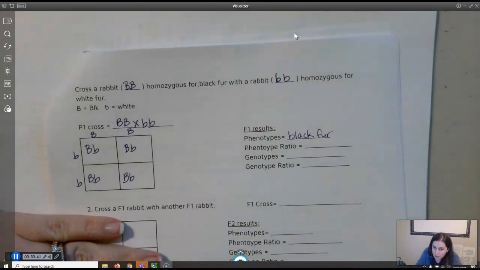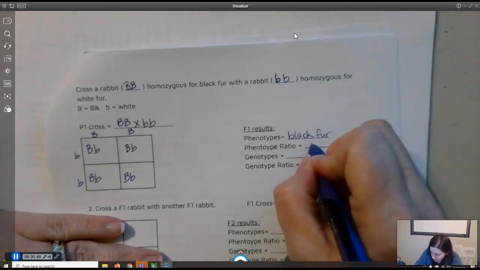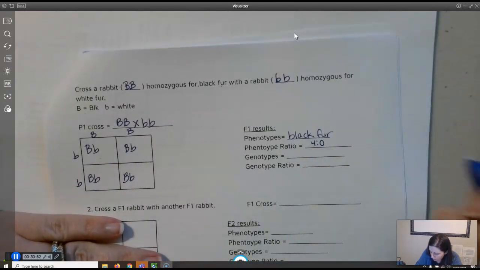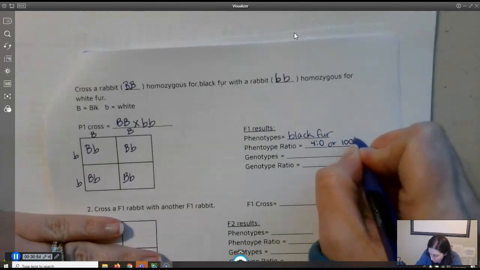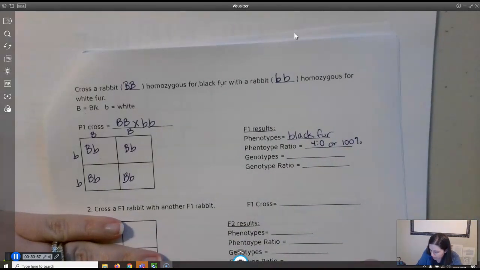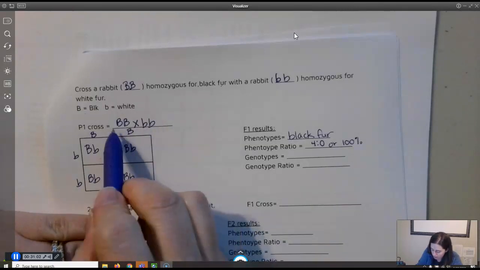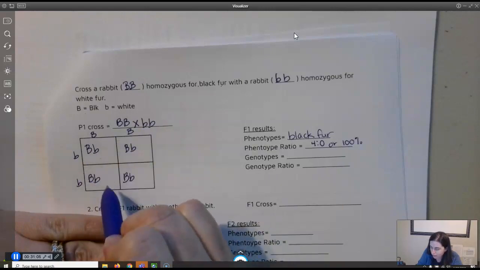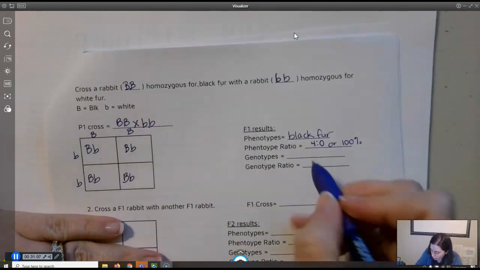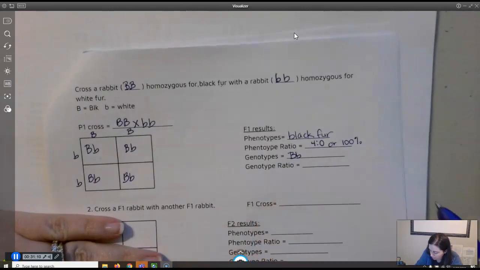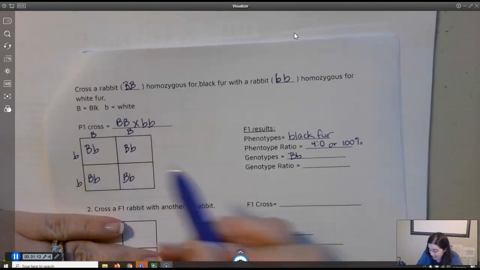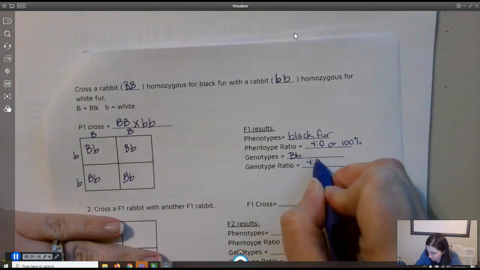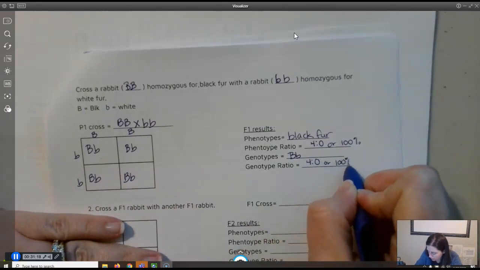Okay, and what's our ratio of phenotypes? Well, they're all black fur, so we have to say it's 4:0 or 100%. Okay. Let's look at our genotypes. In this case, because we have a homozygous dominant and a homozygous recessive, you have all heterozygous offspring. So we only have one genotype, which is our big B, little b. And our ratio, again, is the same. It's 100%. So it's 4:0 or 100%. Okay?